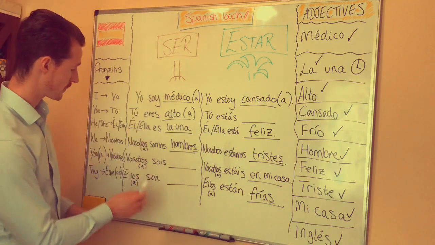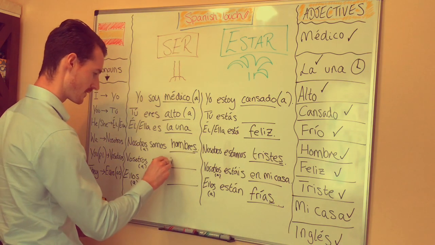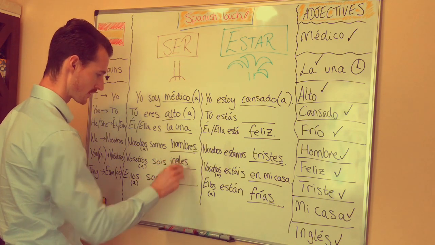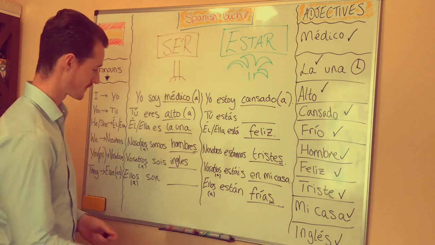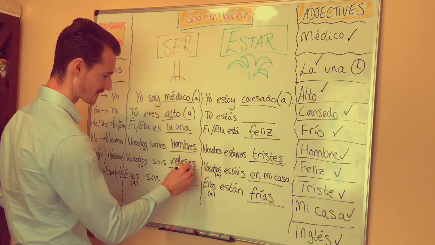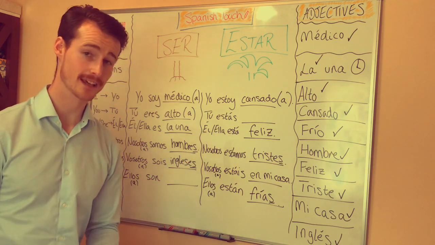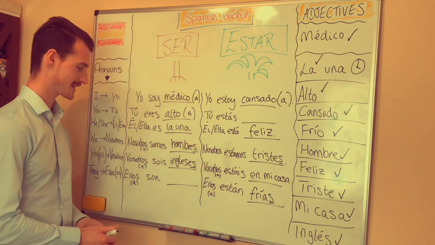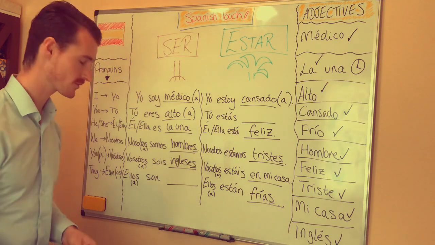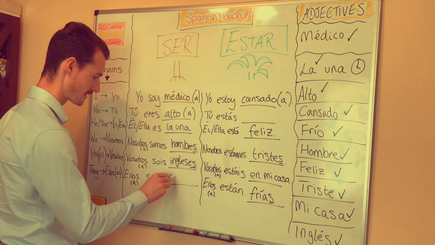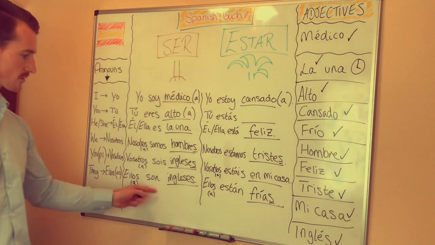Now, ser with vosotros sois inglés. We're not going to leave it at that. We're missing two letters. Ingleses. Why? Because it's plural. And if it ends in S, you add ES. Okay? Ingleses. Now, if it's they are English, it is ellos son. Exactly the same. Ingleses. Ellos son ingleses.